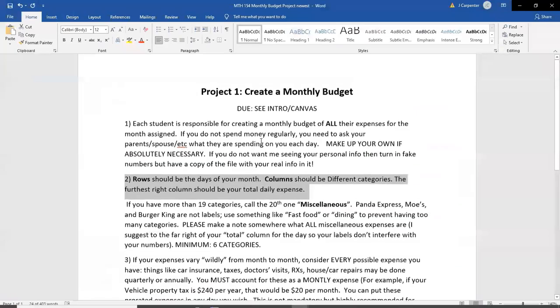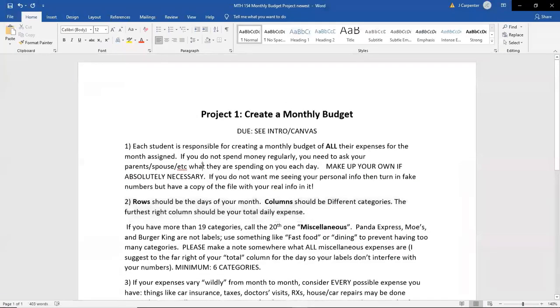Okay, so last time through this really quickly. You'll make a monthly budget. You'll have your rows be the days of your month, columns be the different categories. If your rows just say 1, 2, 3, 4, 5, not good enough. Need slightly more detail than just that. Columns are your categories. How many categories do you need? At least 6.